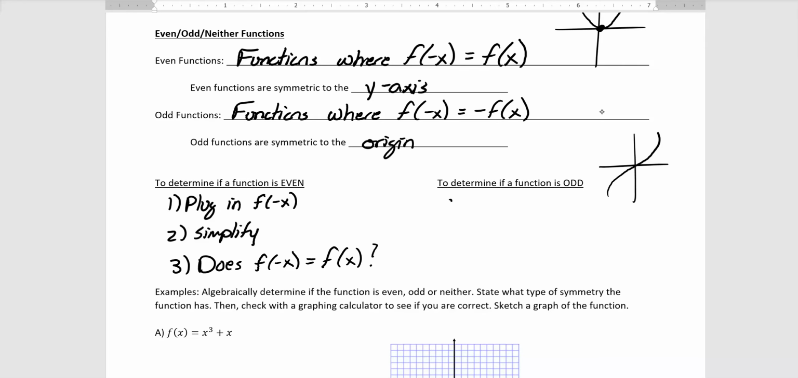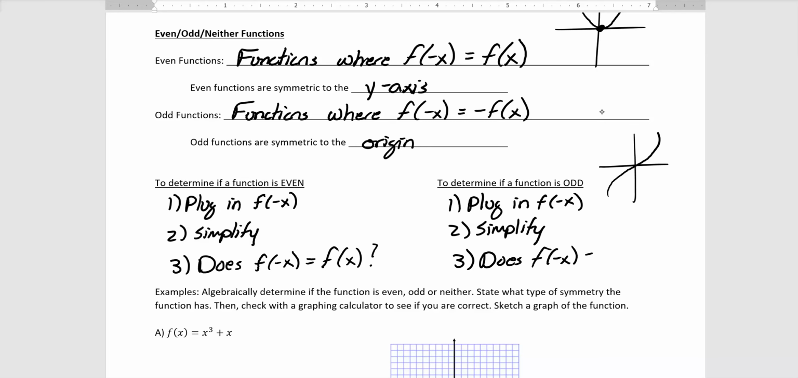So that process is actually the same. I'll also plug in f of negative x. So I really only need to do this once. And then I'll simplify again. And I'll say, well, this time, does f of negative x equal the negative f of x? So one thing that I like to do at the beginning, f of x is the original statement we're given. I like to write negative f of x. And negative f of x just means switch all the signs of f of x.